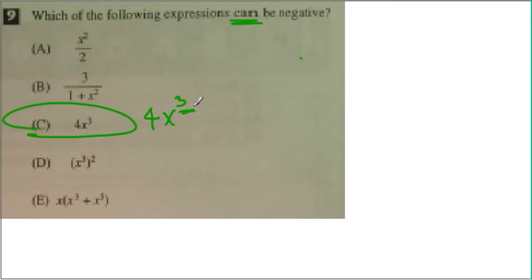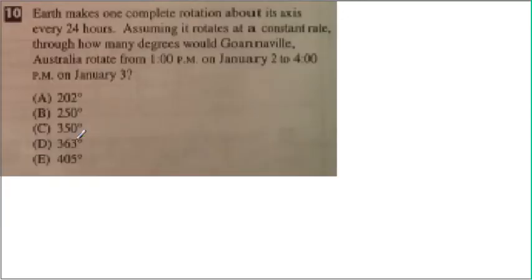When you have an odd exponent, it keeps the sign as it was. If you have a negative, it still becomes negative. If you have a positive, it will still become positive. So it could be negative in the case of choice C. Alright, let's look at number 10.